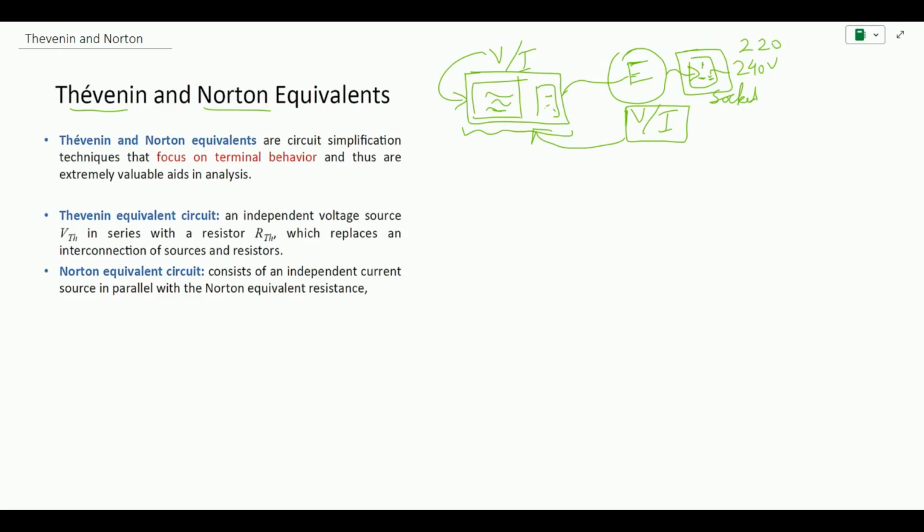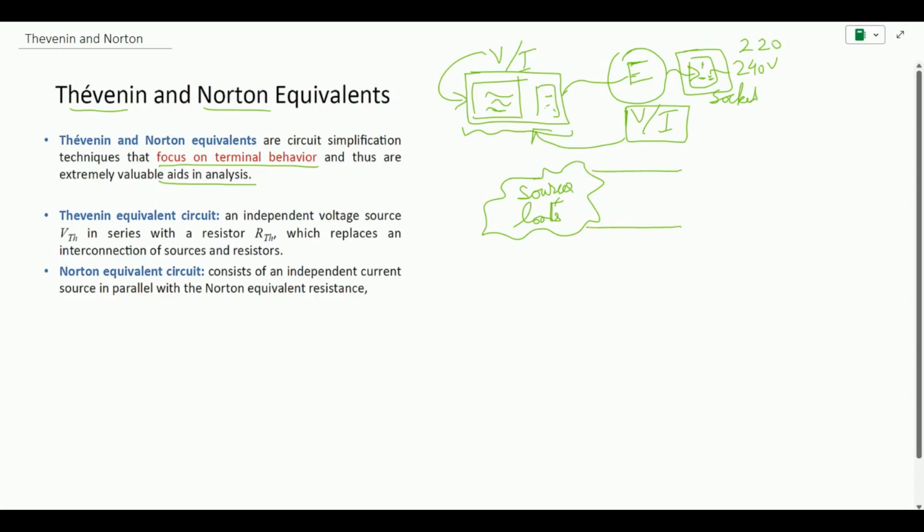So let us see what happens with the Thevenin equivalent. As I mentioned, the Thevenin equivalent focuses on the terminal behavior of any device, and it aids us in analyzing electrical circuits. So how does this work? Let us assume that you have multiple sources plus loads. It's a complex network and it is connected through a two-terminal device. This is the condition: it should be a two-terminal device. These terminals are basically the electrical wires.